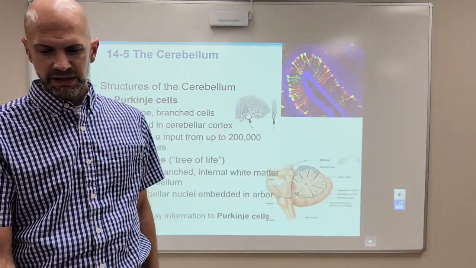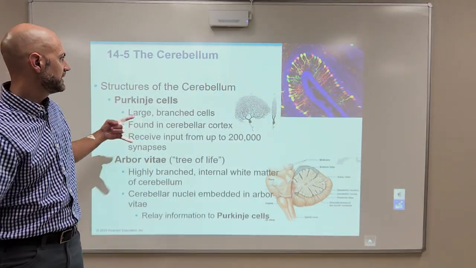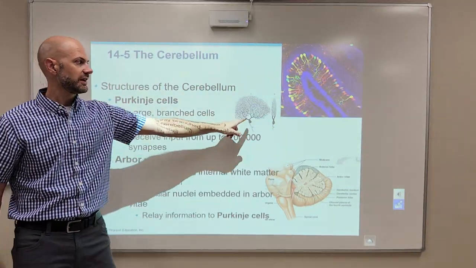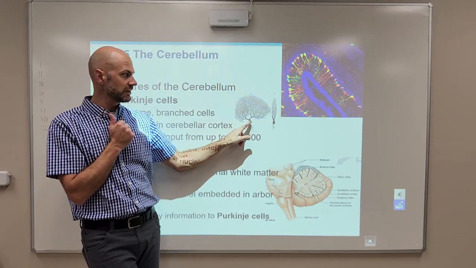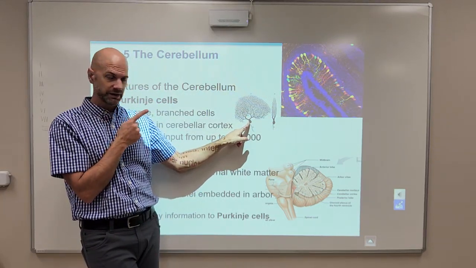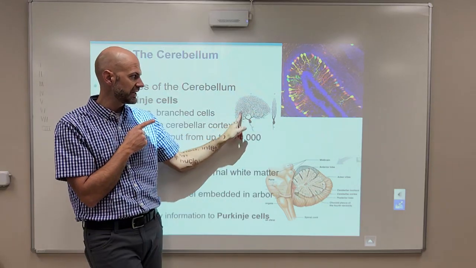That's the anatomy. Two important things you need to know here. Purkinje cells are special cells that are found in the cerebellum. They look like this. Take a look. This is a special fan-like shape.